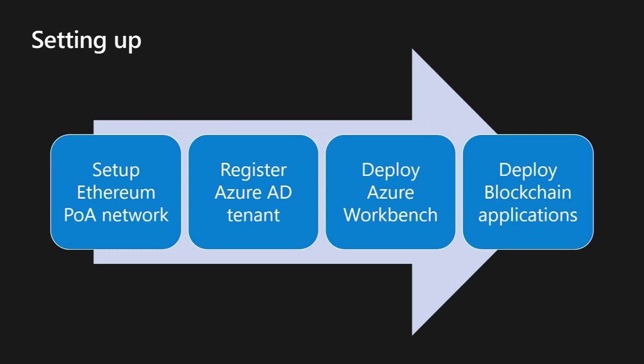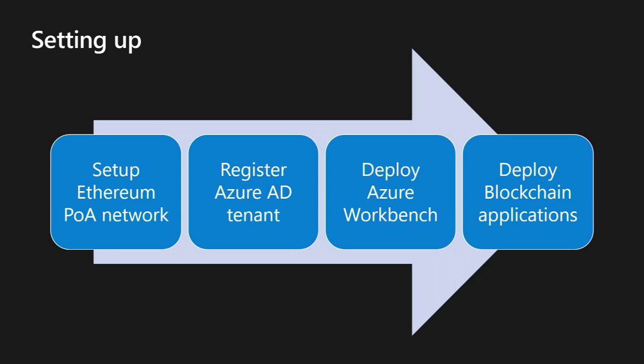All 4 steps, the Azure Blockchain Workbench will walk you through all these 4 steps. And one of the first things you have to do, or have Blockchain Workbench do for you, is setting up an Ethereum proof of authority network.